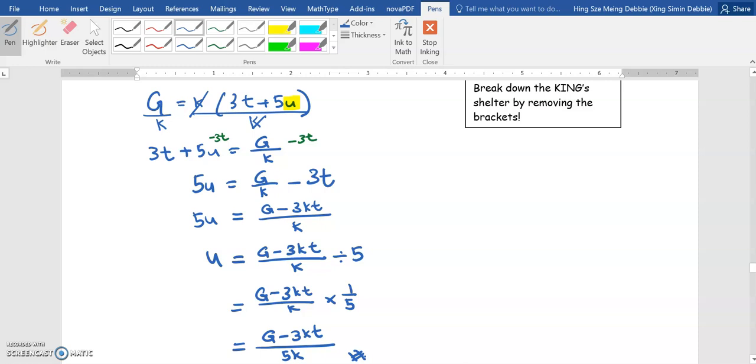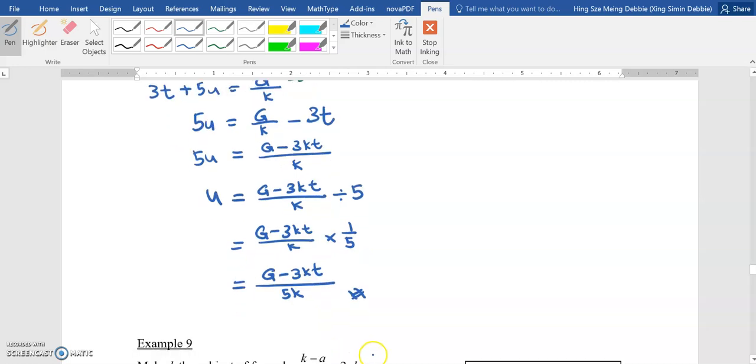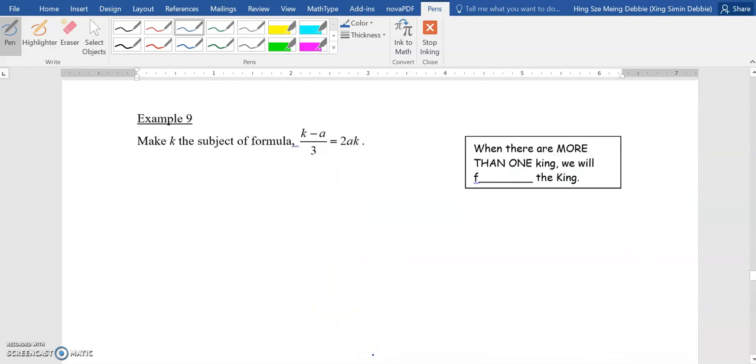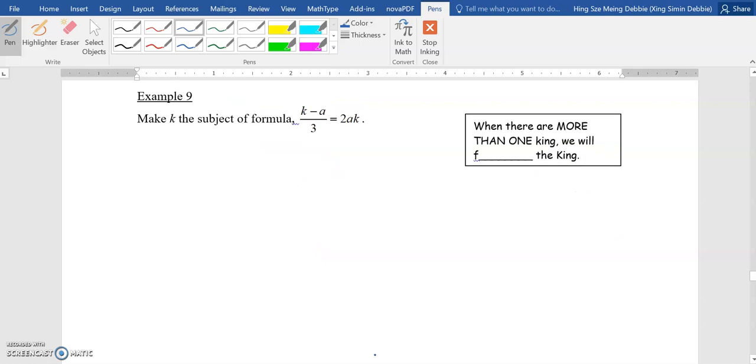The idea remains the same. Let's first find out what is not immediately related to the subject that you want, and then we remove them accordingly. Now, let's look at example 9, where we have K minus A over 3 equals 2AK. They want us to make K the subject.